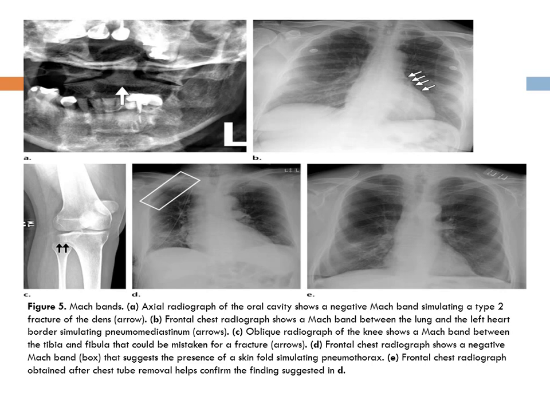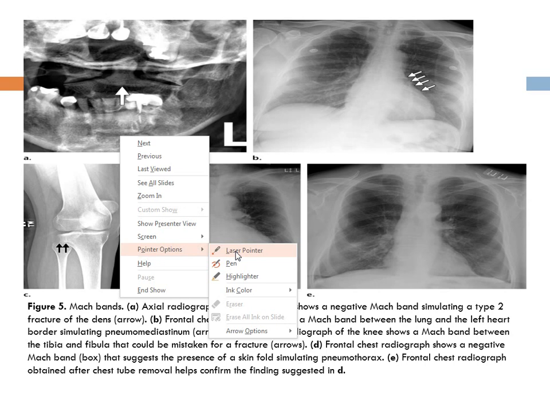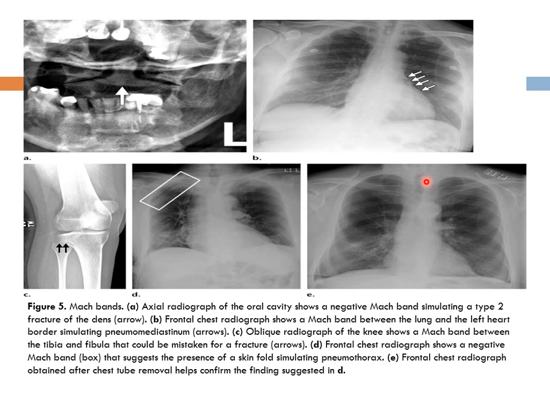We have some examples. In A, at the base of the dens, there's a dark line. Maybe you interpret it as a fracture, but actually there is no fracture. Another example: at the left cardiac border, we frequently see a dark line. You may think this is pneumomediastinum, but actually this is a negative Mach band. Another example is the X-ray of the knee joint, where there's a line you may interpret as a fracture, but when you go to the lateral view and see no other signs of fracture, you know it's an illusion. A frequent one on the chest X-ray is formed by the skin fold. In E, again, this X-ray shows that there is nothing, there is a dark point.